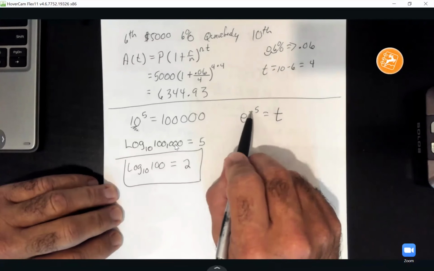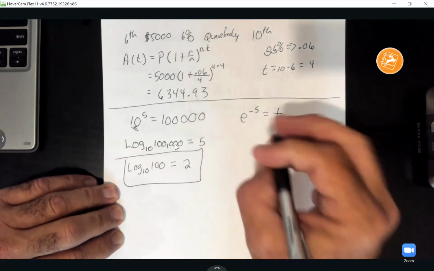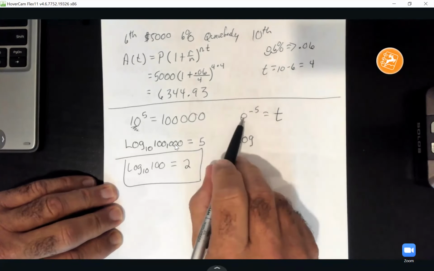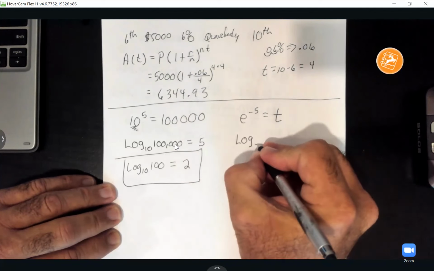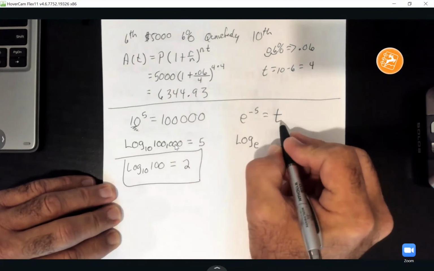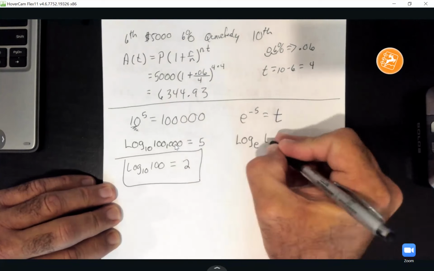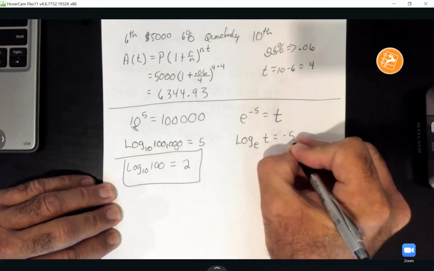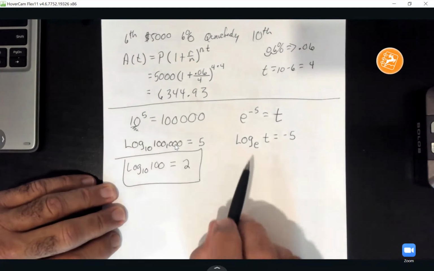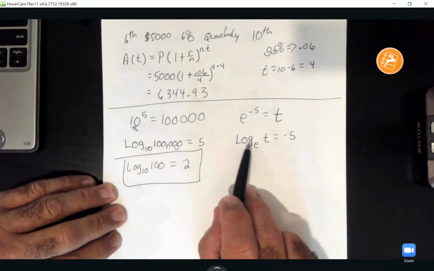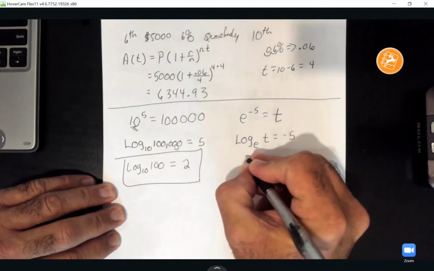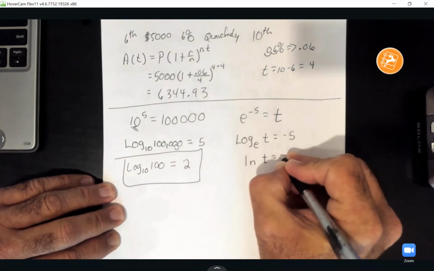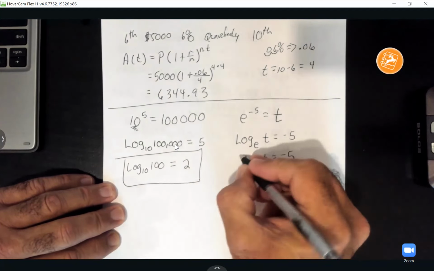All right, so e to the negative 5 equals t. I'm going to write it as a log again. So I'm going to come down with my log. My base is the e. My result is the t. And that's going to equal your negative 5. Now, since this is a log base e, we're going to write that as ln of t equals negative 5.